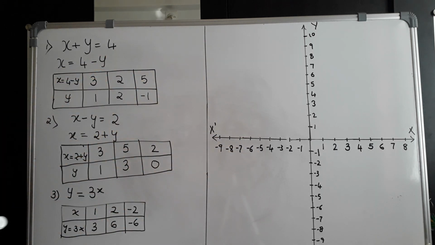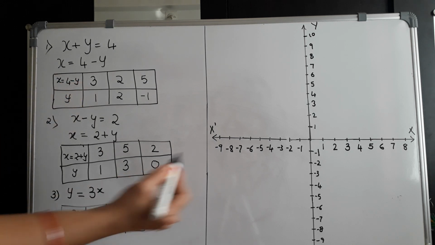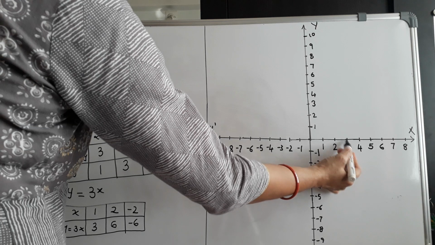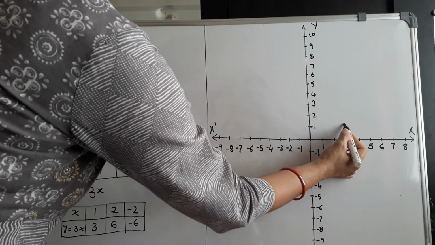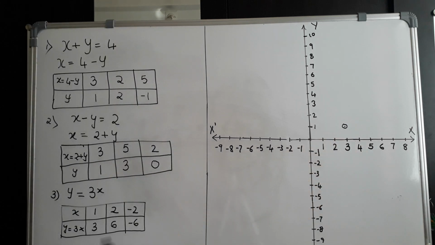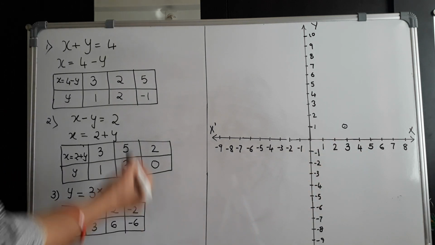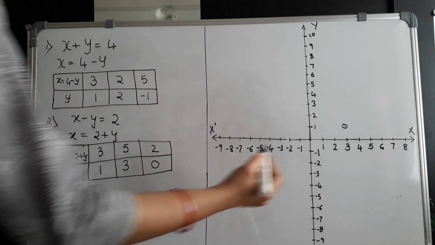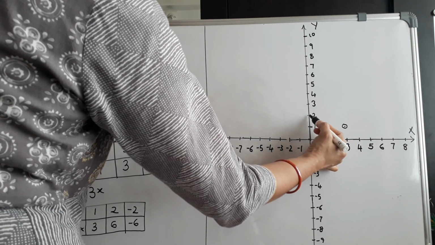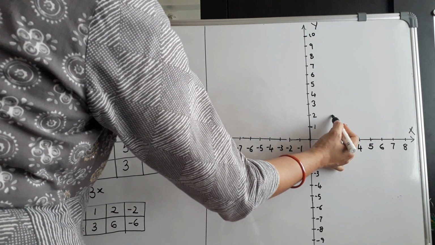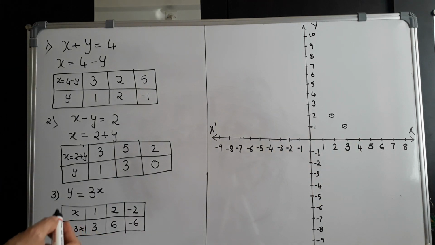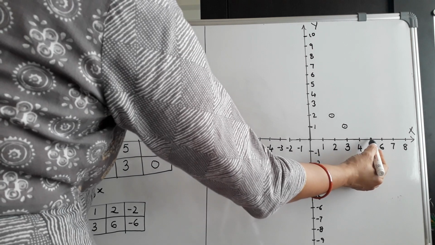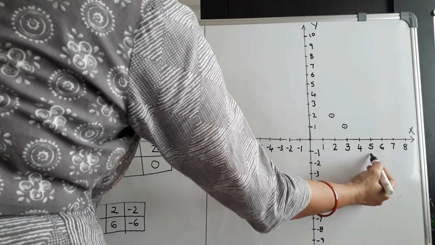So let's start doing. We have x as 3 and y as 1. So we have x here 3 and y 1. So we get this point here, 3 and 1. Next we have both values 2. So this is 2, this is 2. We get a point here, 2 each. And then we have x 5 and y minus 1 here.